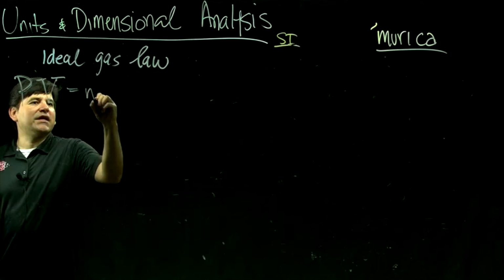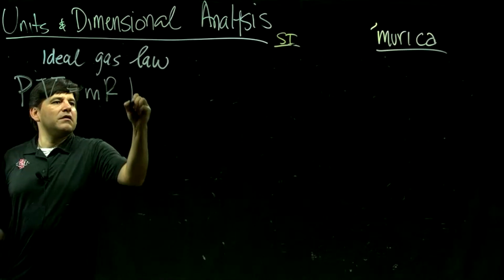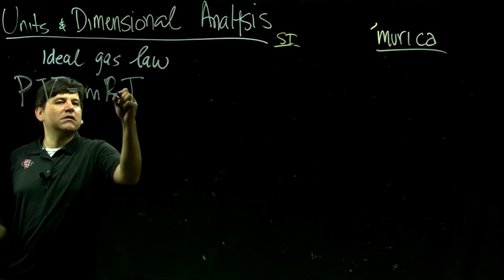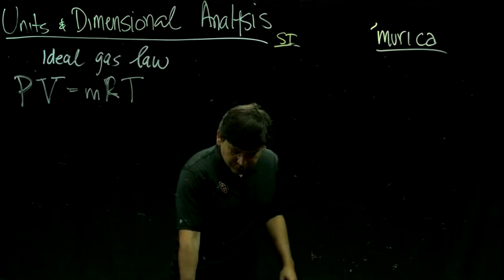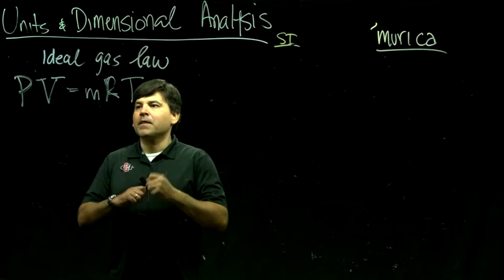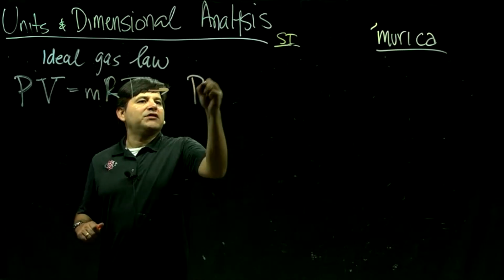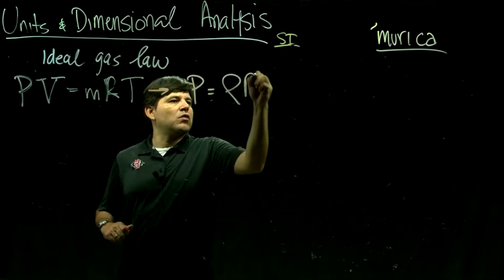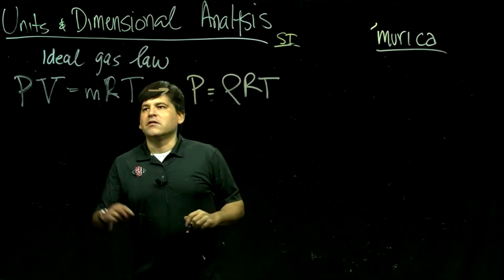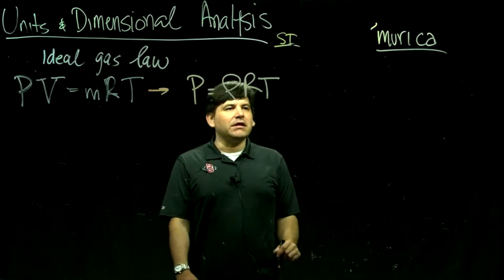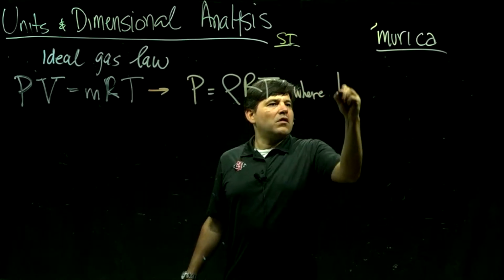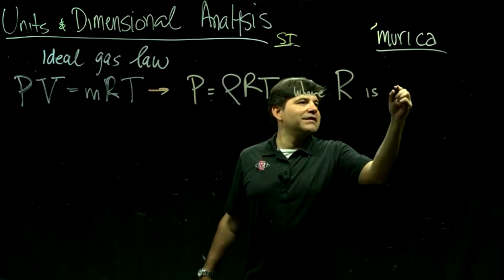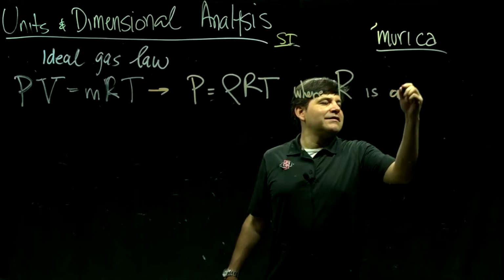PV equals mRT. Brings a whole world of dimensional analysis with it. Or you can say pressure is rho RT, converting volume and mass to density, where R is a gas constant.